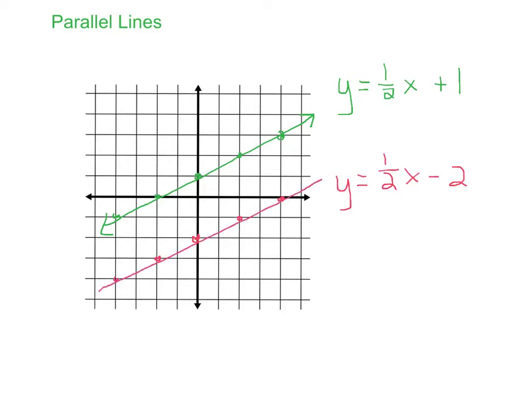So here I have this line. So these two lines are parallel. What I want you to notice is between these two equations, what is similar between them? You should notice that they have the same slope. And any two lines that have the same slope are guaranteed to be parallel lines.